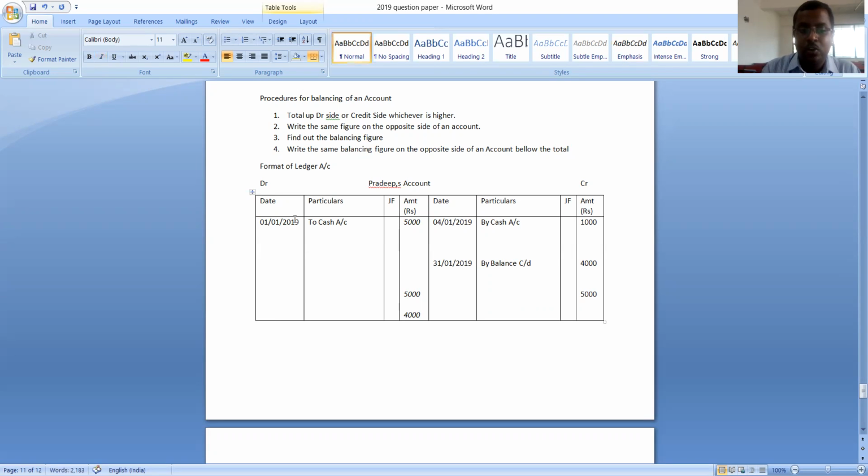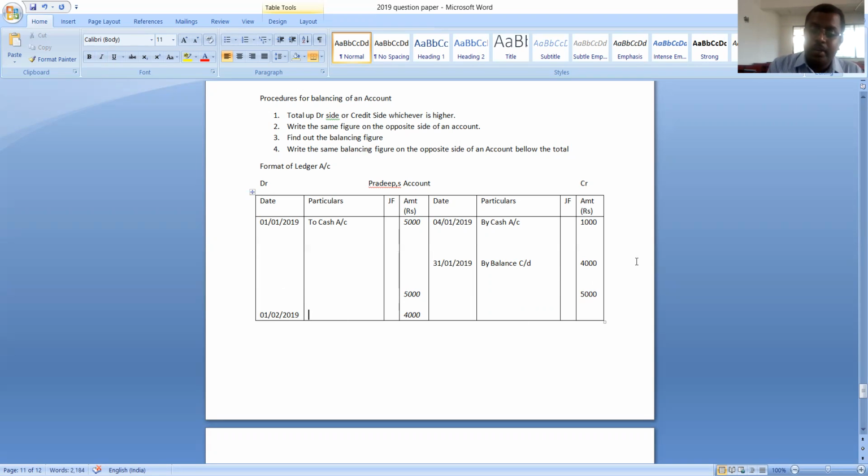And to this particular balancing figure we should write the first date of the next month. Here we have written the last date of that particular month. Here we should write the first date of next month. So what is the first date? It is 1st February 2019. This is the closing balance of January, that is 31st January 2019, and the closing balance of January will become the opening balance for February. Understood?